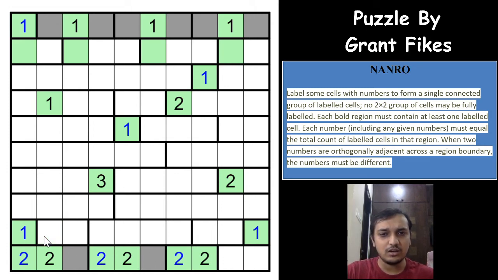Sorry, I forgot to mention one more rule: no 2 by 2 group of cells can be wholly filled with numbers.